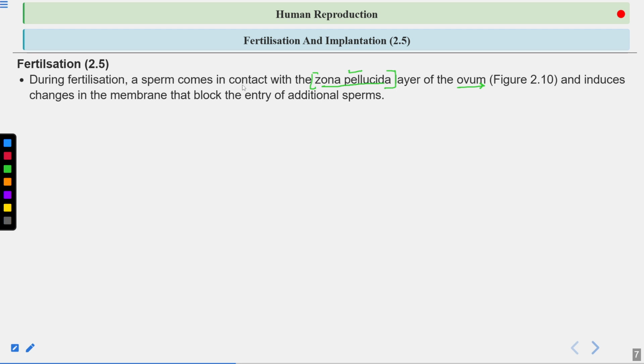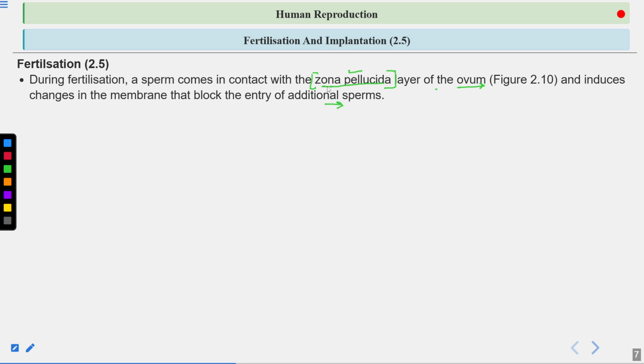So here the sperm is coming in contact with which layer? Zona pellucida. Then inner to the zona pellucida is the plasma membrane, also known as the cell membrane. The space between the zona pellucida and the plasma membrane is known as the perivitelline space. So during fertilization, what is happening? The sperm comes in contact with the zona pellucida layer of the ovum and induces changes in the membrane that block the entry of additional sperms.